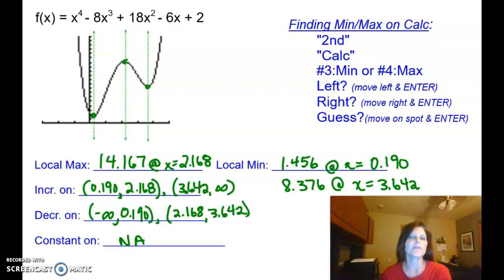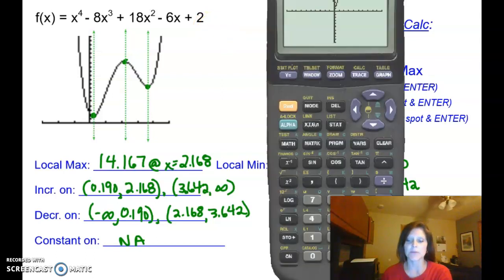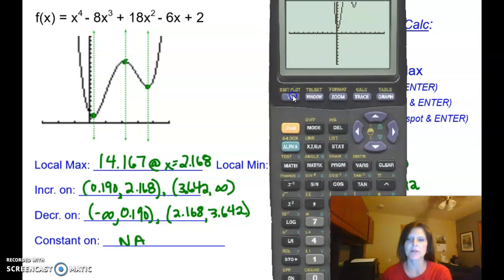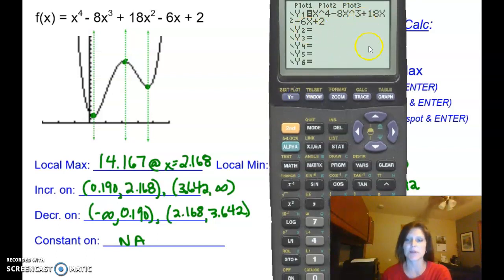Let's talk about how we can find increasing and decreasing intervals, maxes and mins with our calculator. If I'm given a function's formula, I'm going to put that into my calculator. Let me pull this down so you can see. I've already put it in my y equals screen, just copied it right in there. For those higher exponents, you do use the caret key to get it to the fourth power or third power. You can use the regular square key for the second power.